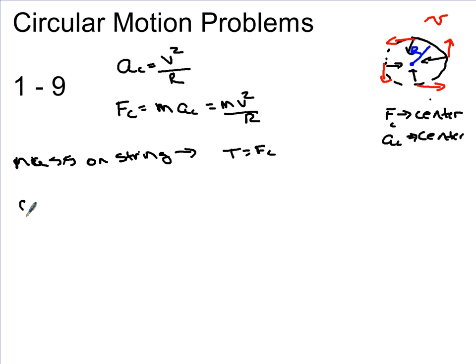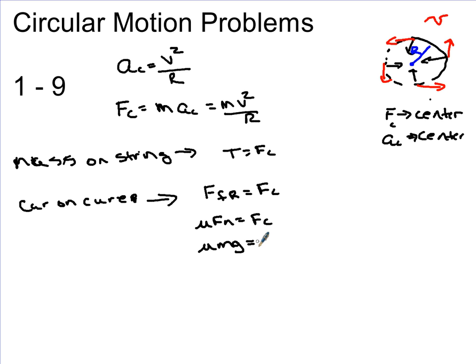If I have a car on a curve, then the friction has got to equal Fc. Now quickly, you remember friction is mu Fn. This has to equal the centripetal force. Now you remember Fn is going to equal mg, or the weight, for our problems. So you kind of have to remember this.